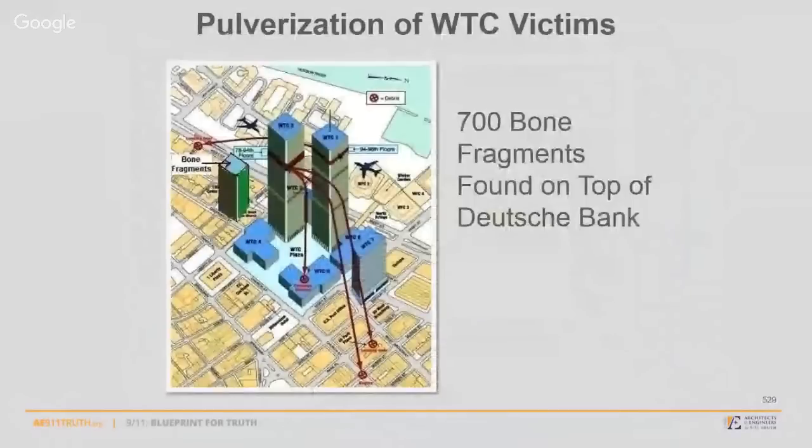Wait a minute. We have 700 bone fragments, a half an inch long, found on the top of this tower, the Deutsche Bank building, 300 or 400 feet from the South Tower. Well, they didn't come from the plane that hit the South Tower because its ejections went out this way. And they couldn't have come from the people in the plane that hit the North Tower because the South Tower blocked those ejections from landing anywhere on top of the Deutsche Bank building. Where did they come from?